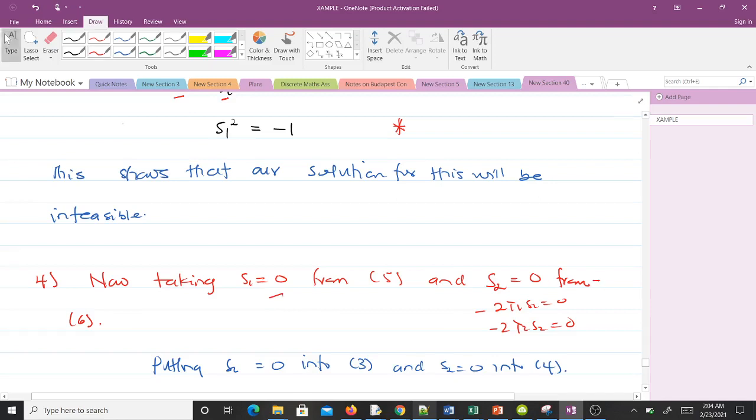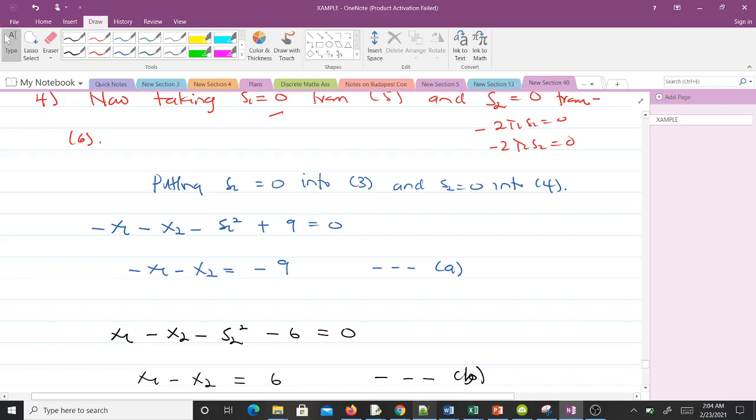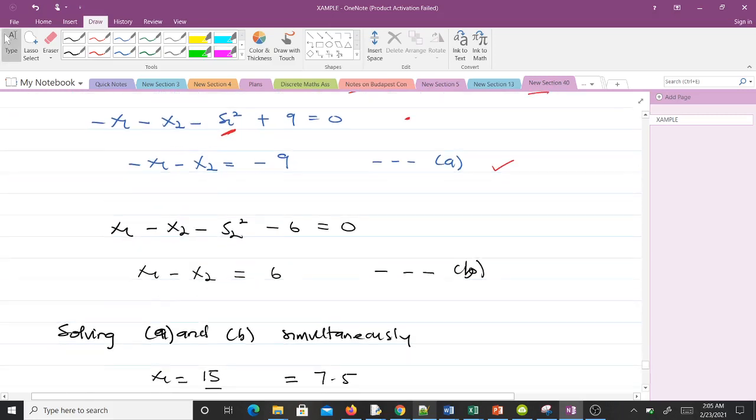So when we do that, putting s1 equals 0 into equation 3 and s2 equals 0 into equation 4. So this is equation 3. Because when s1 is 0, s1 squared is 0, we get this equation A. And putting that into equation 4, when s2 is 0, s2 squared is 0, so we get this equation B.